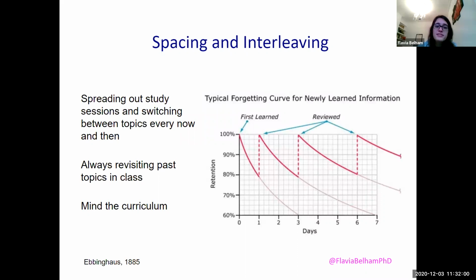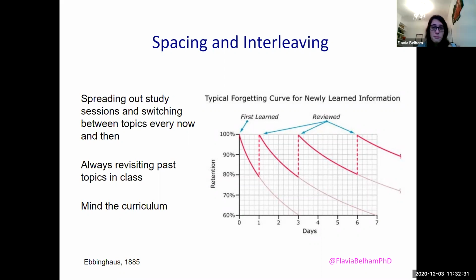The other one, actually two in one, they are spacing and interleaving. So these are the idea that if we spread out study sessions and we switch between topics, that's more effective than if we just cram all together. So if a student has an exam in 3 weeks, most of them will just wait until 2 days before to start studying, and then they're gonna cram and study a lot of the same subject together.